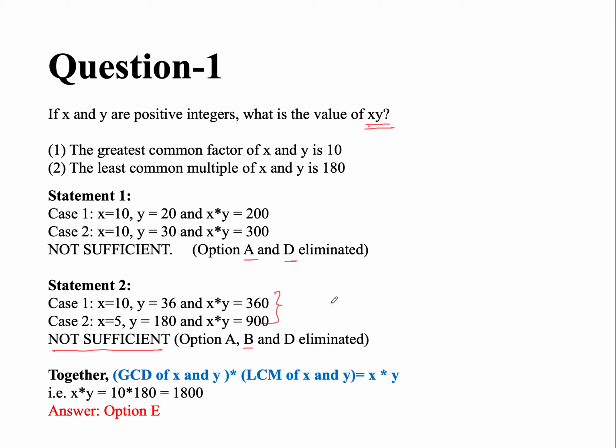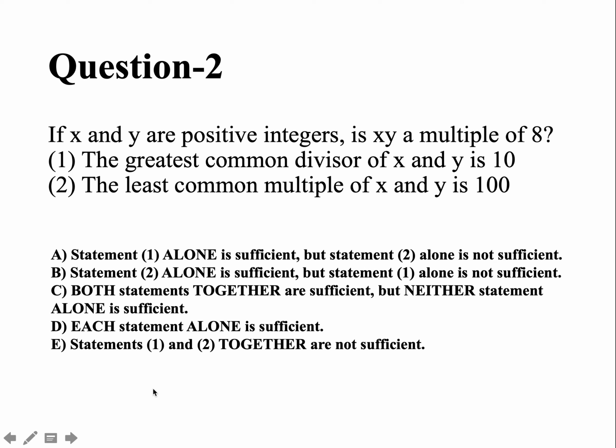Now we have to combine the two statements, and we already know the property that the GCD multiplied by the LCM of the two numbers is equal to the product of two numbers, and there we get our answer that the multiplication of these two numbers becomes 1800, and that gives us answer option E. Now, having discussed this question, let's quickly move on to the next question.